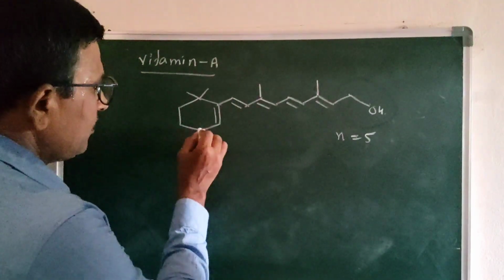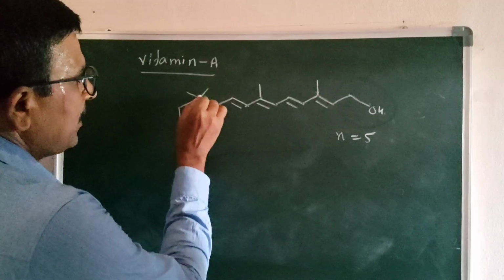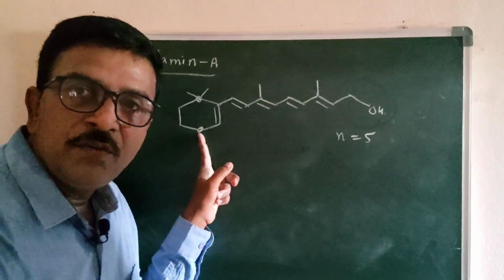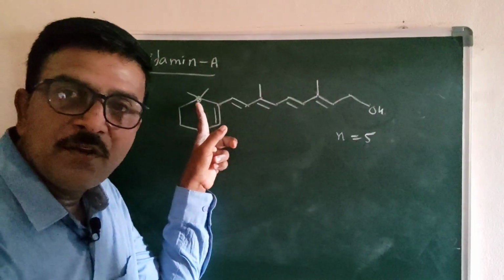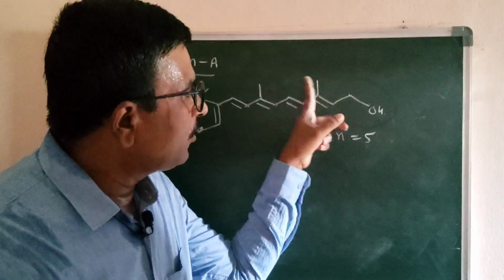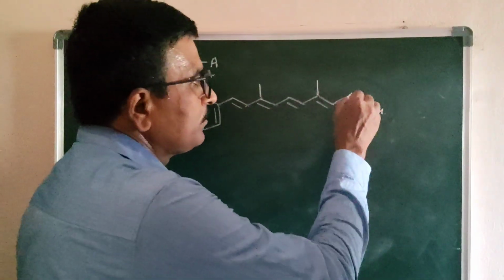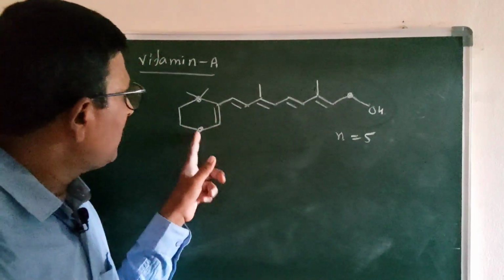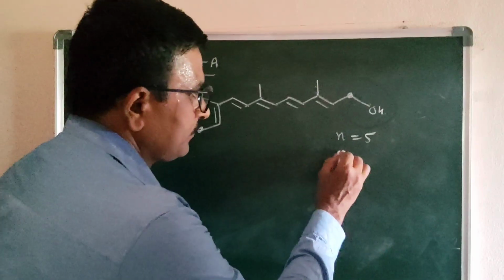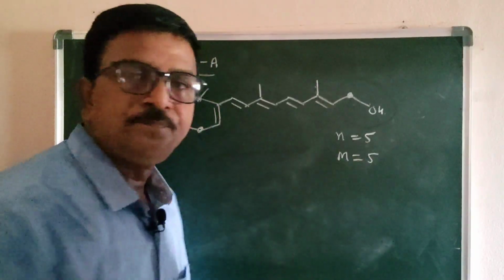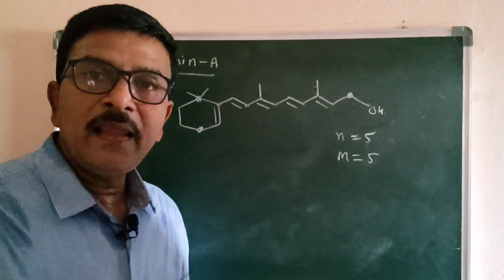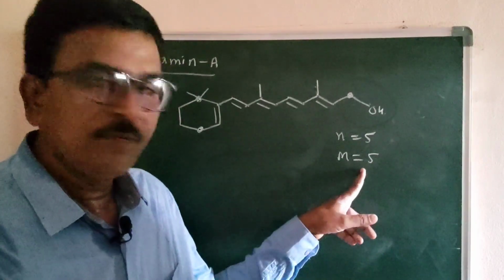And coming to here, one ring residue. Are you following? This is a ring residue attached to the conjugated system. This is a methyl group, this is a methyl group. This is a CH2 group. So 1, 2, 3, 4, 5. M is equal to 5. So the number of alkyl or alkyl-like or ring residues is 5.